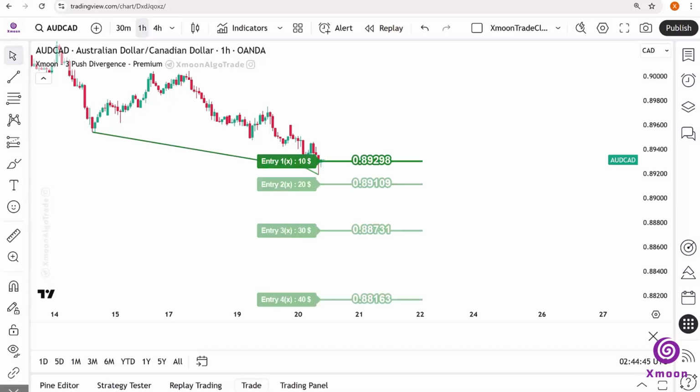If the market doesn't rebound from the first level, the chance of it rebounding from the second level increases. If it doesn't rebound from the second level either, the likelihood of it rebounding from the third level goes even higher. And similarly, with each subsequent level, the probability of a rebound becomes greater and greater.